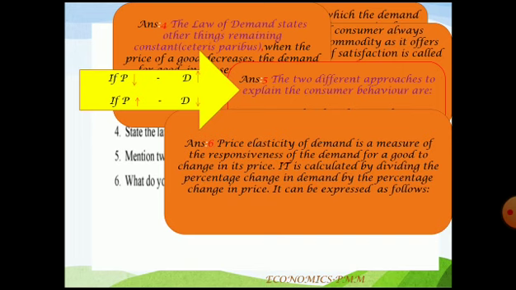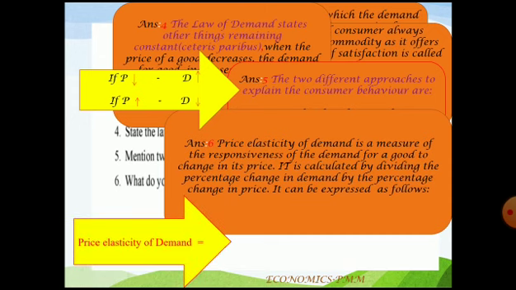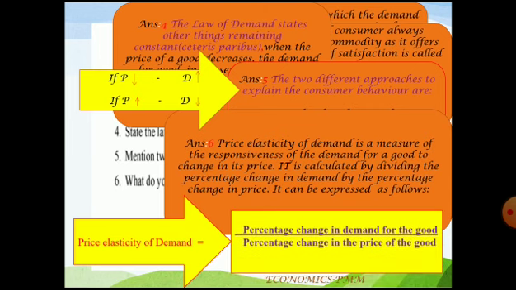So it can be mathematically expressed as follows. PED is nothing but price elasticity of demand. It can be calculated like percentage change in demand for the good divided by percentage change in the price of the good. So PED is nothing but percentage change in demand for the good divided by percentage change in the price of the good. So note down it very carefully because you need to calculate the price elasticity of demand in next session. Okay.